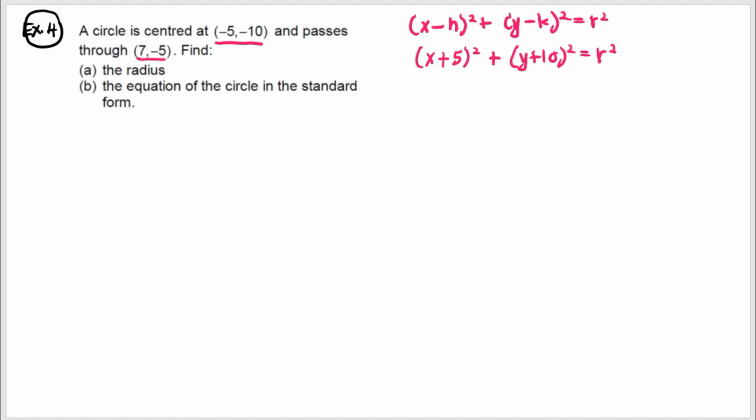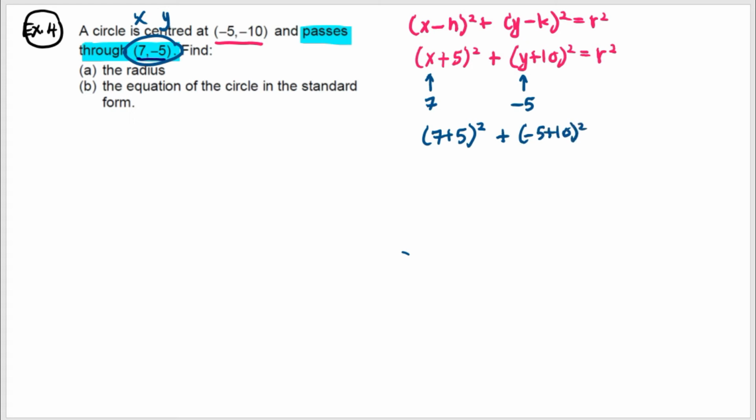Now we need to find the radius. Since this is the equation of the circle, it passes through this point. Therefore we can substitute the point (x, y), which is (7, -5). So you substitute x with 7 and y with -5. Therefore you'll have (7 + 5)^2 + (-5 + 10)^2, and you get r^2.